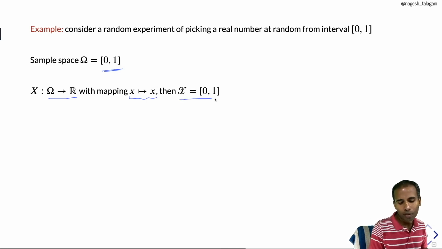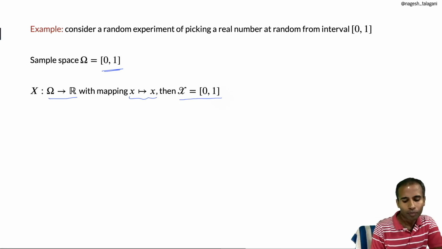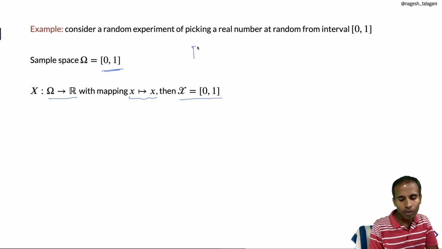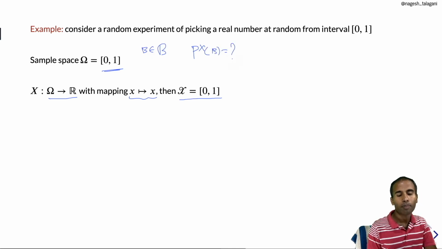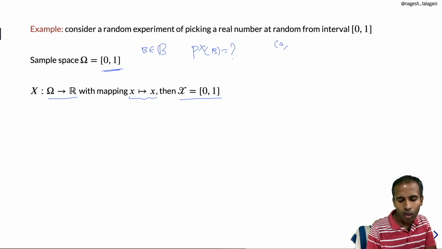So the sample space is X equal to the closed interval [0, 1]. Now the question is, what should be the probability distribution P_X? That is, how do we assign probabilities to these Borel sets? It is not as easy as in the previous example, but for certain Borel sets we can assign these probabilities intuitively.